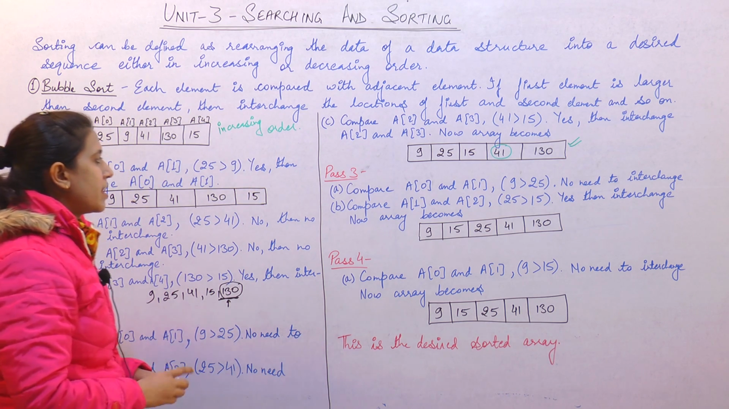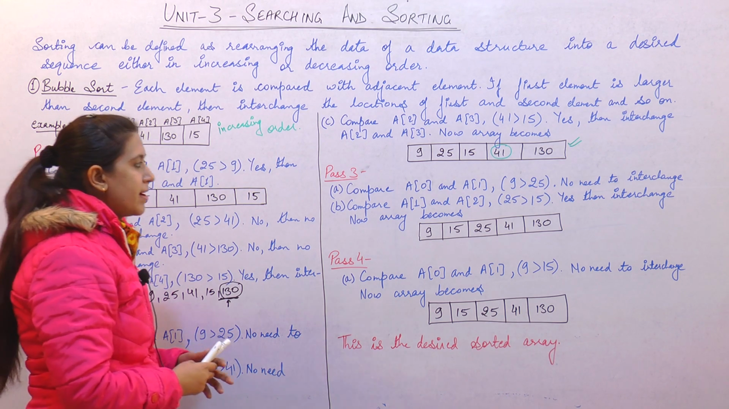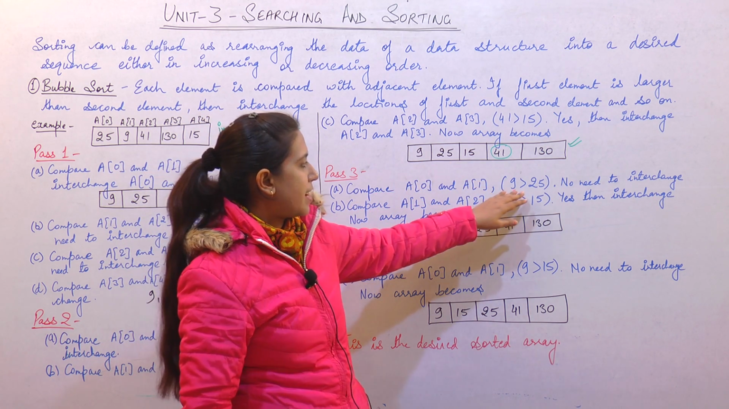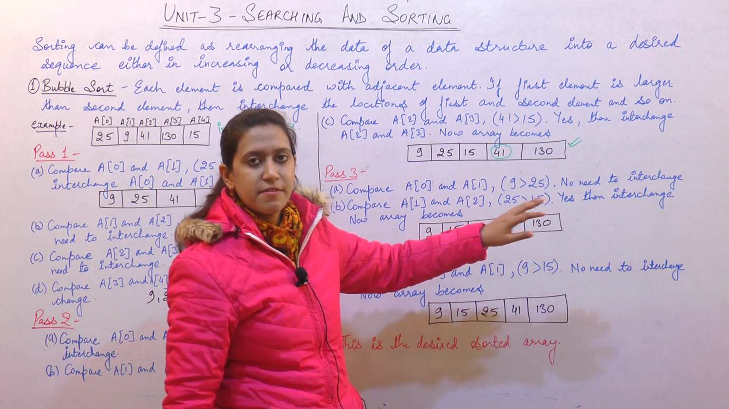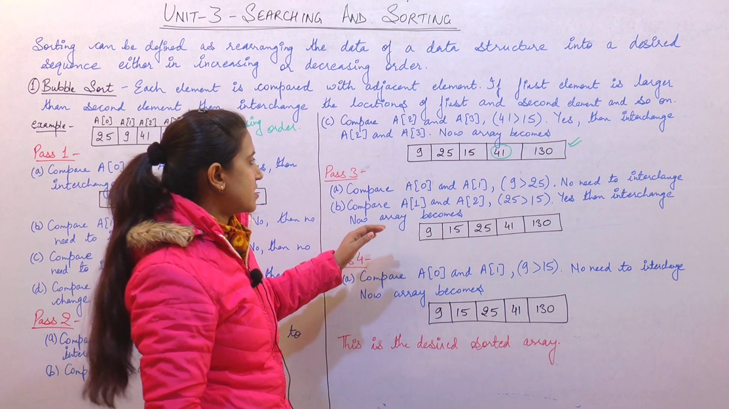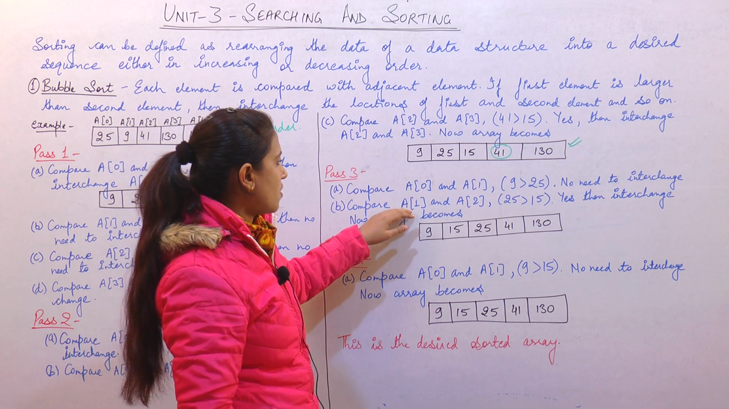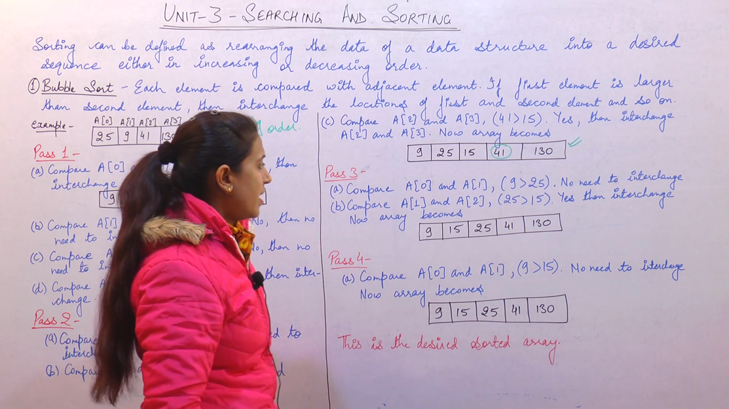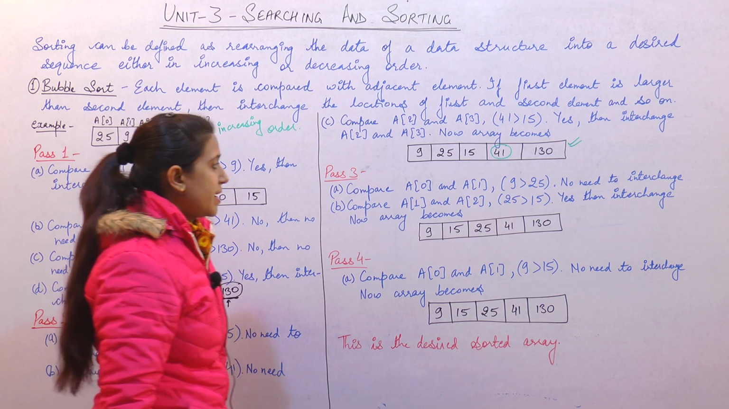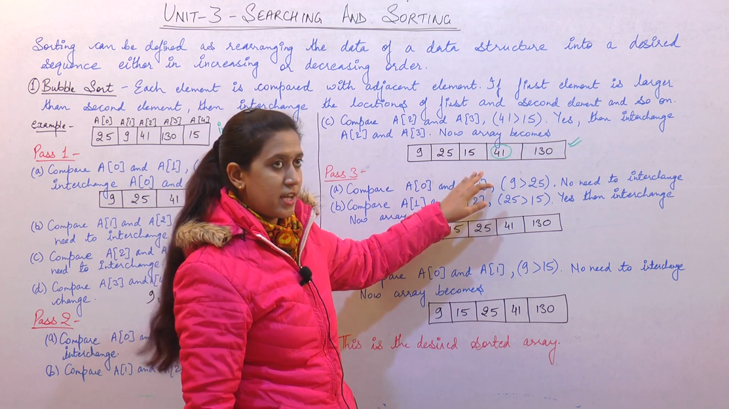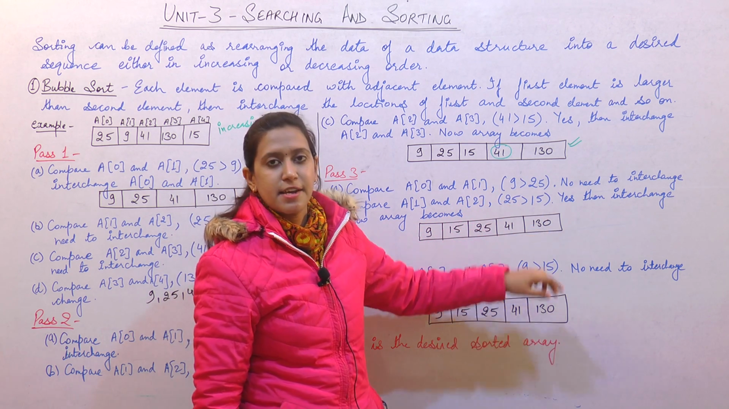Now we will compare A0 and A1. Since 9 is not greater than 25, there is no need to interchange the positions of 9 and 25. Further moving, we will compare the values of A1 and A2. The value at A1 is 25 and at A2 is 15, and 25 is greater than 15.